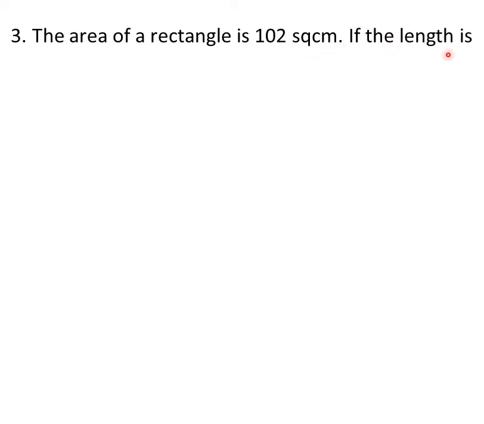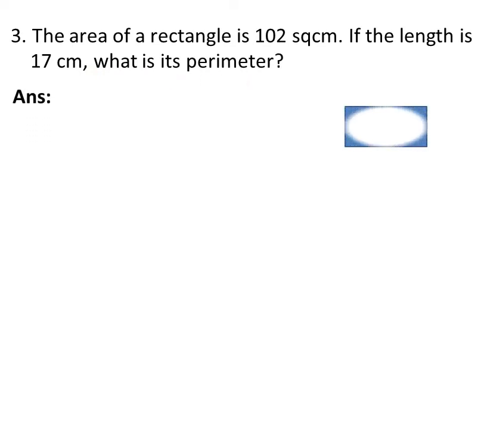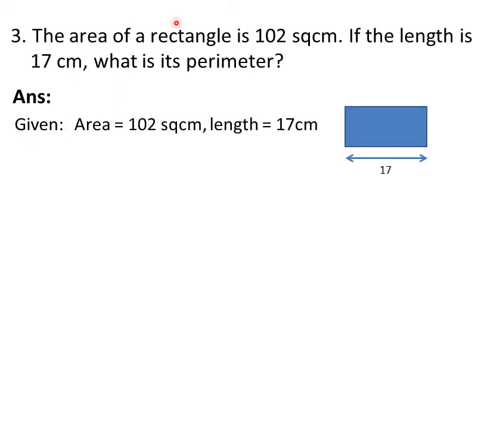The next sum, the area of a rectangle is 102 square centimeter. If the length is 17 centimeter, what is its perimeter? So here the solution is, again this is a rectangle where the length is 17 centimeters. The breadth is not given to us. So let us write whatever is given and whatever needs to be found out. What is given? Area is given, right? That is 102 square centimeter. So you write down the area and then what is given? Length, that is equal to 17 centimeter.